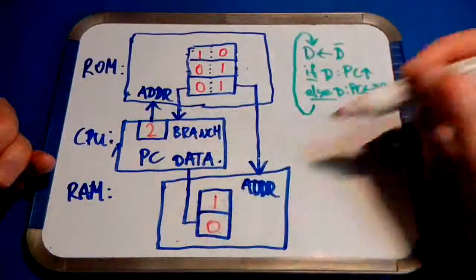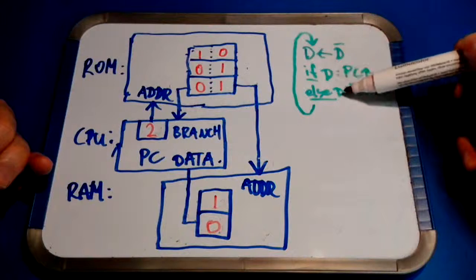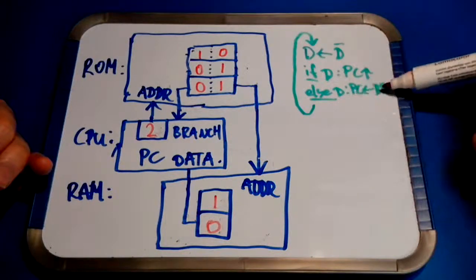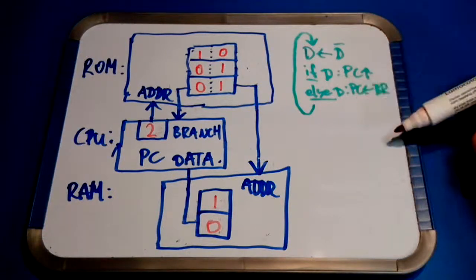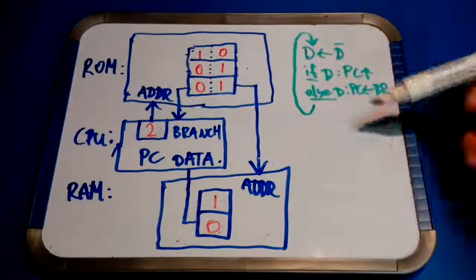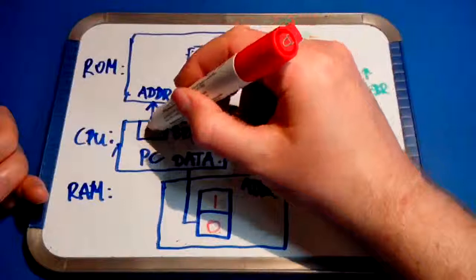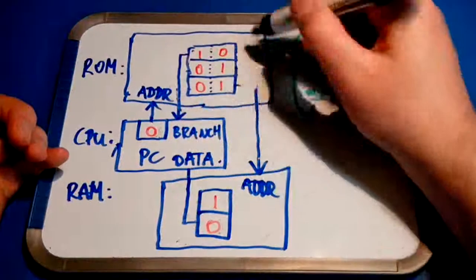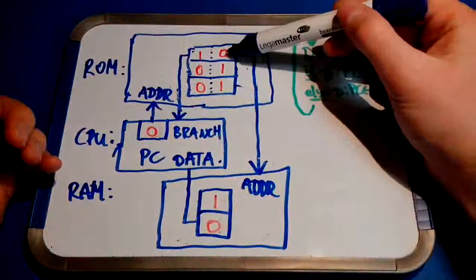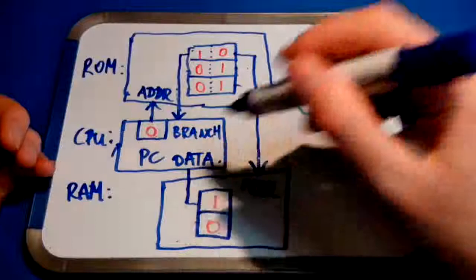The data bit is once again inverted. After inversion, if the data bit is not 1, so if it's 0, then the program counter is replaced. The value of the branch input is copied to the program counter. The program counter is replaced with the branch value. The branch value, as you can see, is 0. So in this case the program counter becomes 0. And when that happens, ROM cell 0 is selected again. And because of that, RAM address 0 is selected again. Like that.